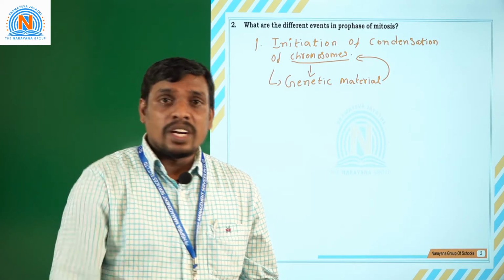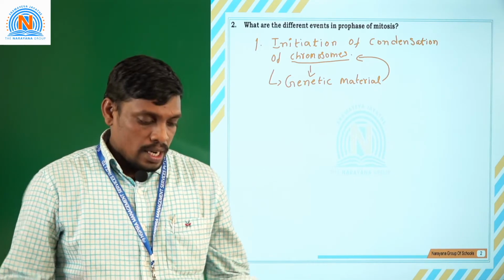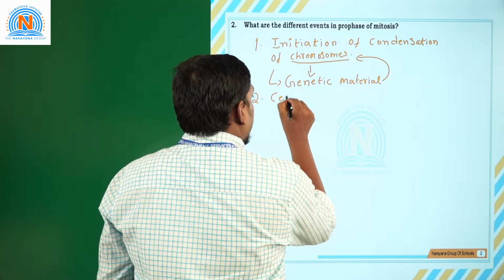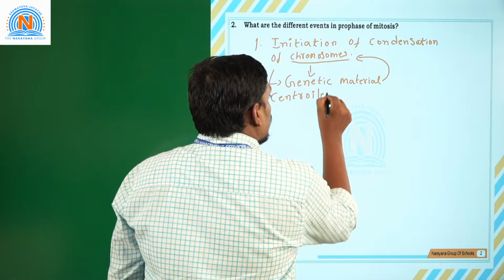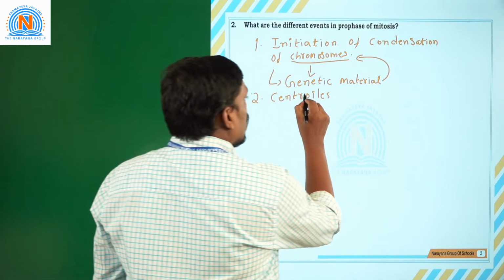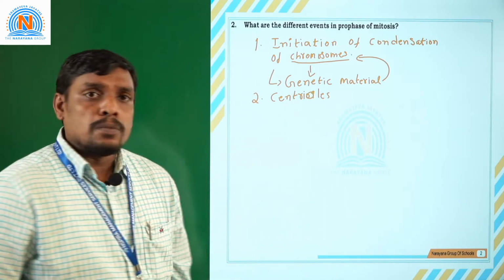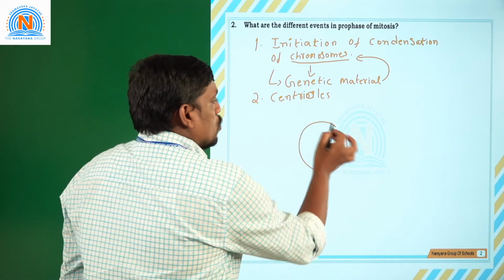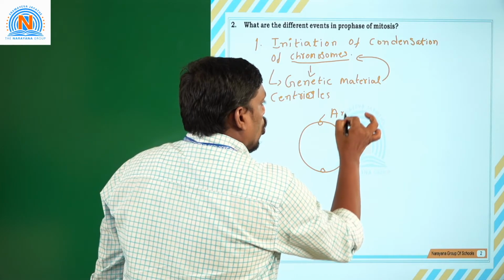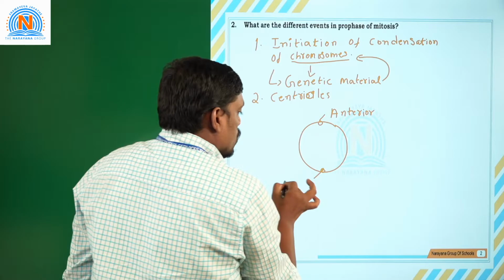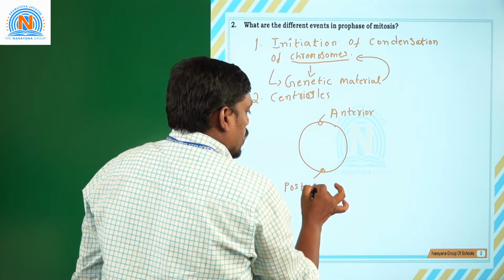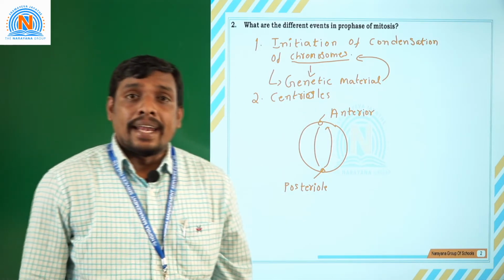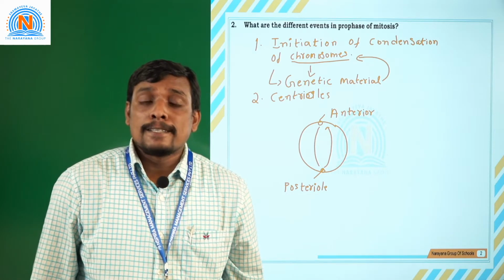Next stage or next event, what occurs in the prophase? Next step, movement of centrioles. As I said to you, if you take the centrioles, you can see the movement of centrioles. To which place do they move? The centrioles generally move towards their opposite ends or opposite poles. You know that I have said to you, the cell contains an anterior pole as well as the posterior pole. So these centrioles slowly move towards their opposite end. These are the sequential steps that take place in the prophase.